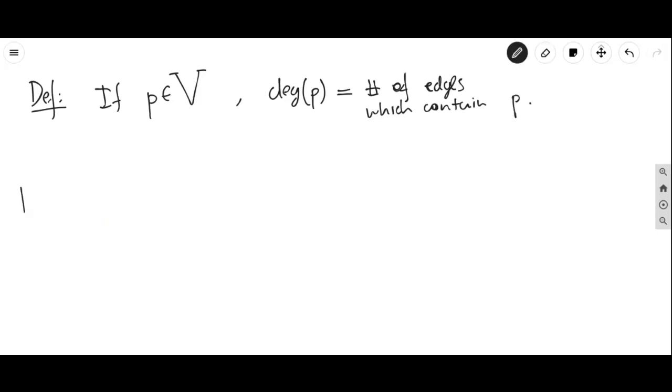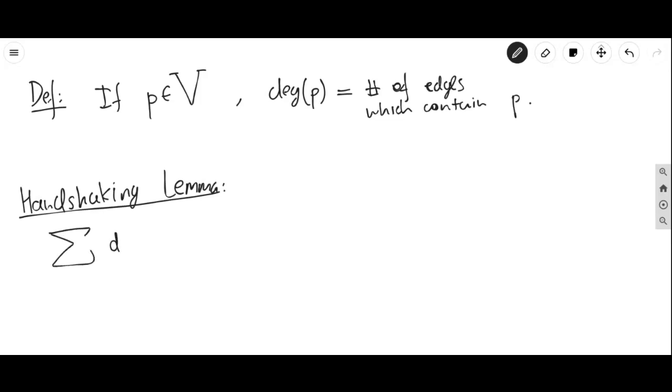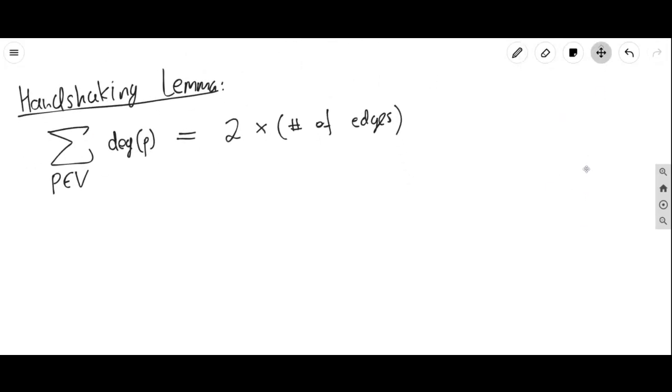And then there's this very famous result in graph theory, which has a very funny name. It's called the handshaking lemma. The proof will be explained through a handshaking analogy. That's why it's called this. It says that if you take the sum of the degree of every point in the vertex set, then that is equal to 2 times the number of edges. It's twice the number of edges. That's called the handshaking lemma.